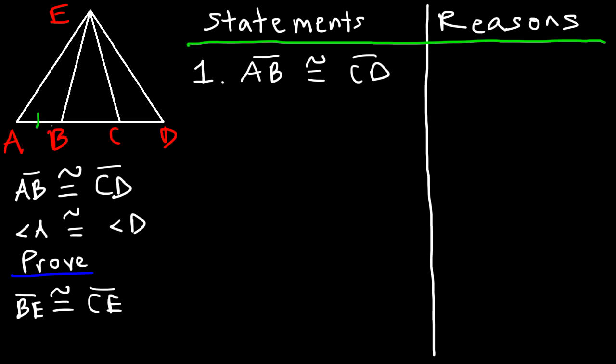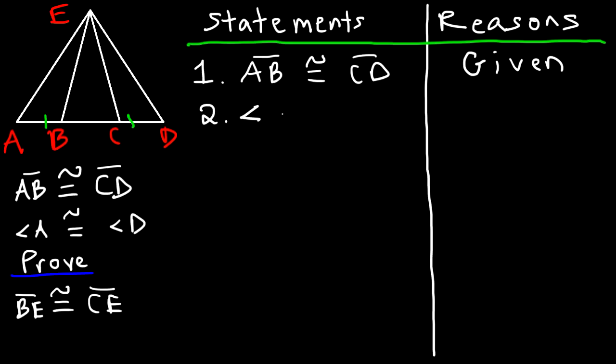So this is AB, and it's congruent to CD. Now let's not forget to write the reason. So this statement was given. Now let's move on to step 2.